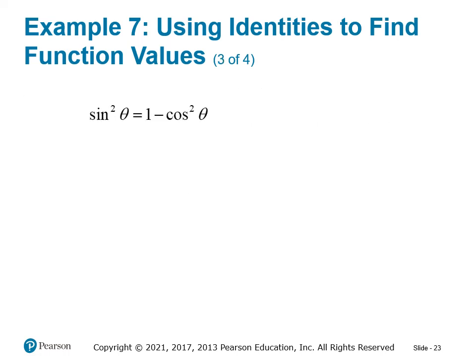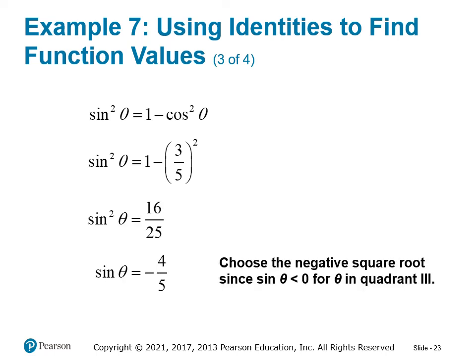We can now use the fact that we have the value for cosine and use the original Pythagorean theorem, sine squared plus cosine squared equals 1, or we can find sine squared by subtracting cosine squared from 1. And here we just do the math, and we get sine equals -4/5. Again, choosing the negative square root of 16/25 because we knew that we were in quadrant 3 and that sine in quadrant 3 is negative. All right.